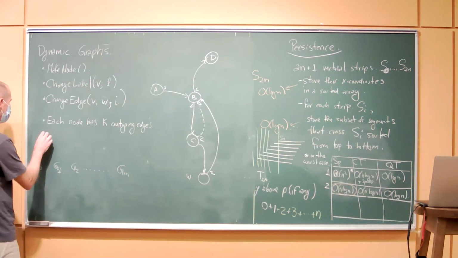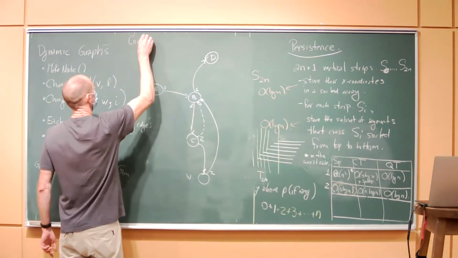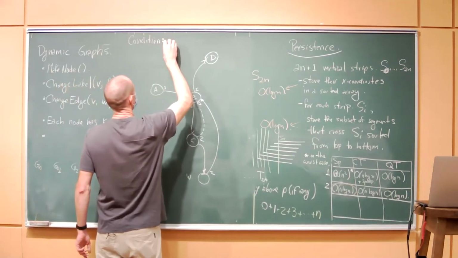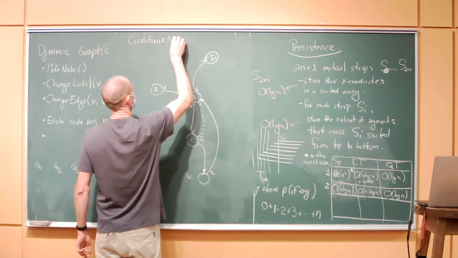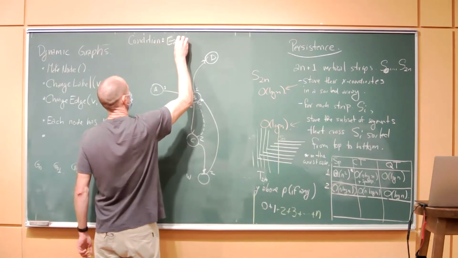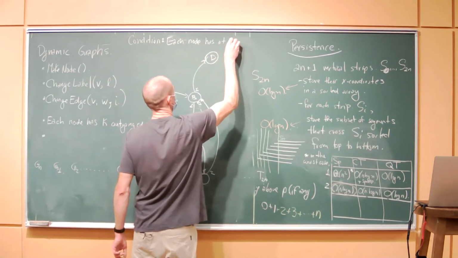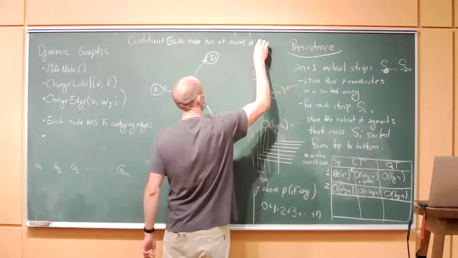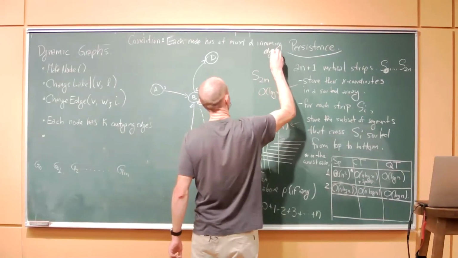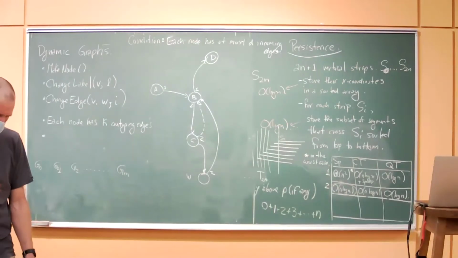And the only condition that I'm going to need, and I'll write it up here, otherwise this isn't going to work: no node, or let's be more positive, each node has at most d incoming edges. Okay. So this is an important thing.